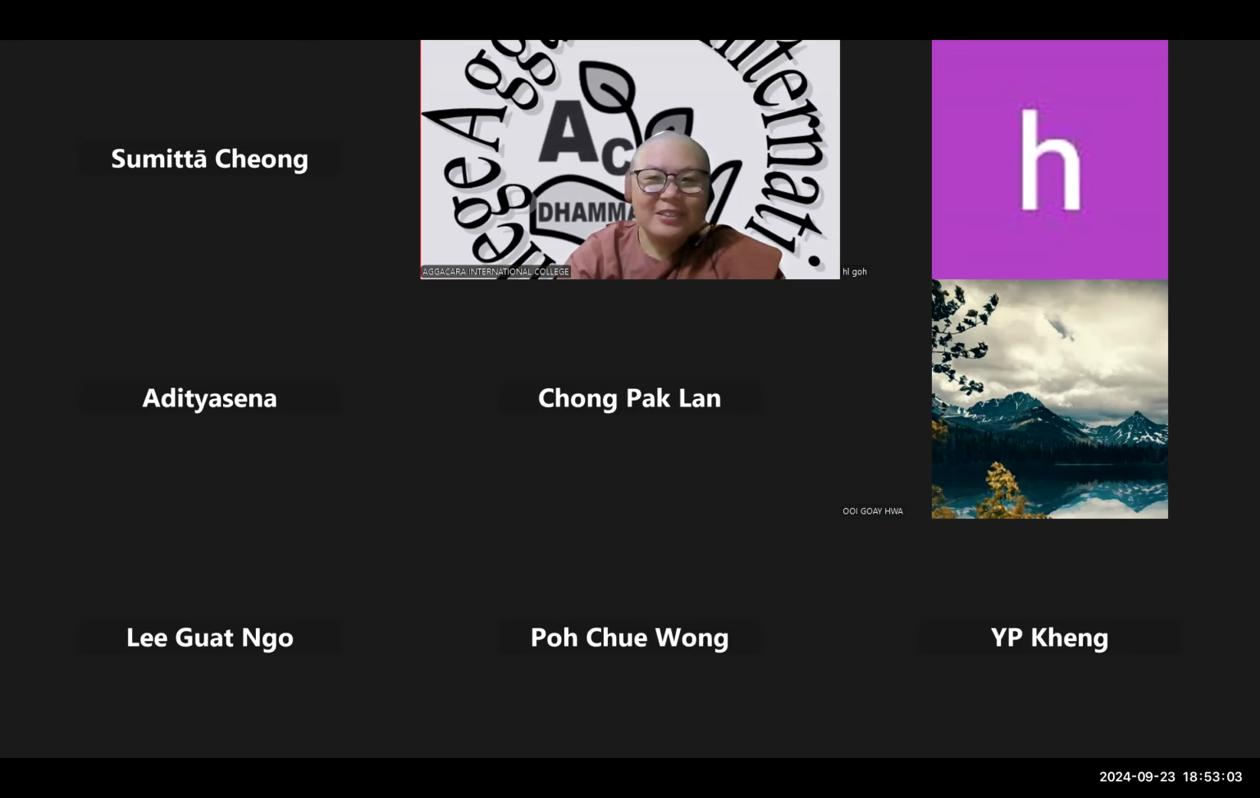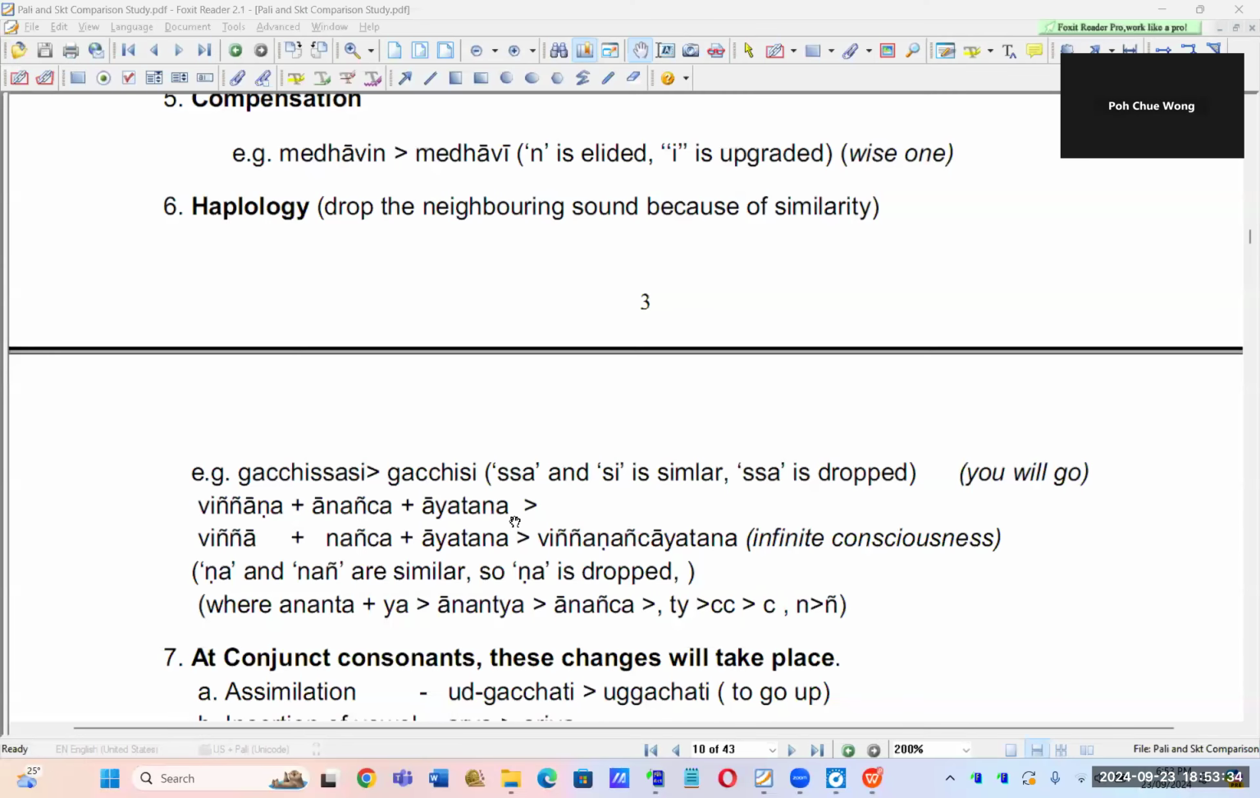Actually, I find it very intriguing and in a way interesting. What are all these kinds of changes? I cannot remember, lah. Yeah, but we only need to know some simple rules: either you insert something, you delete something, or you make things change, or because of the influence of another letter, it changes to something else. I'm just wondering why it has got to be so complicated, Pali?